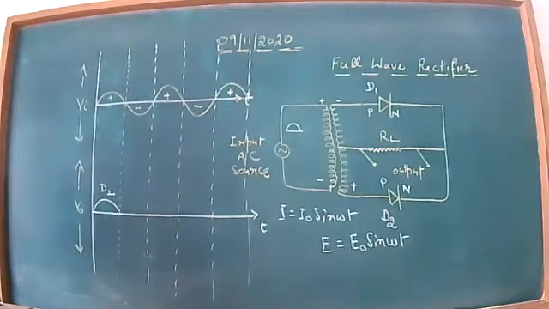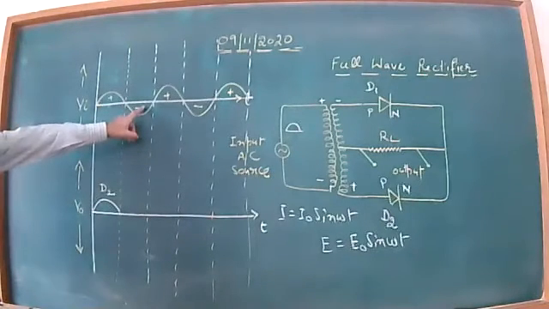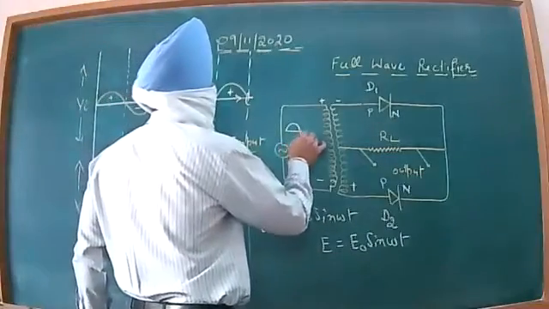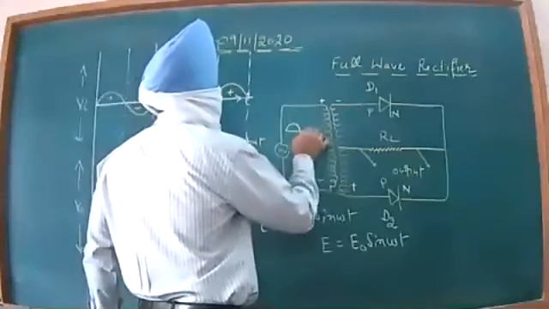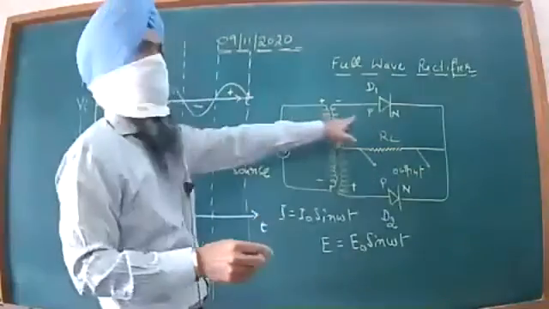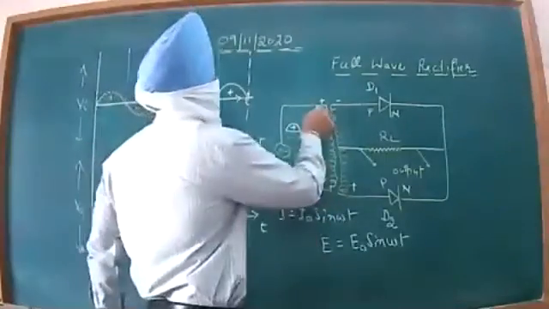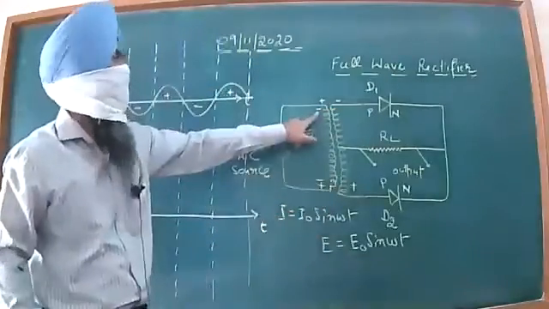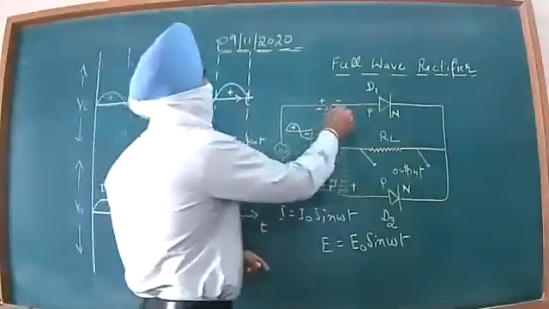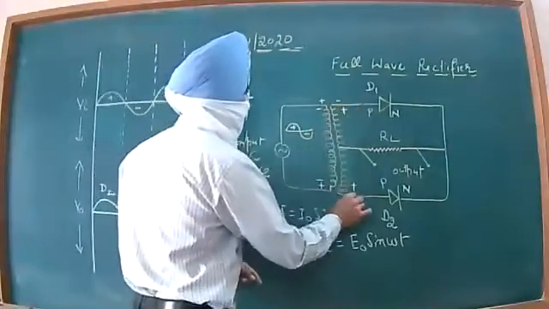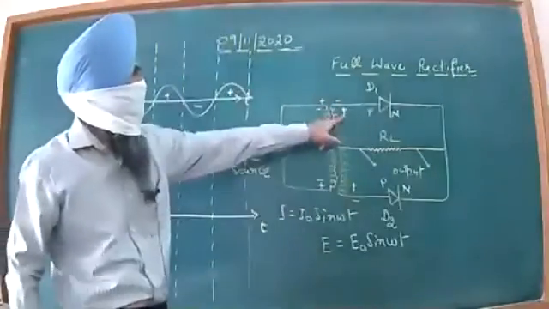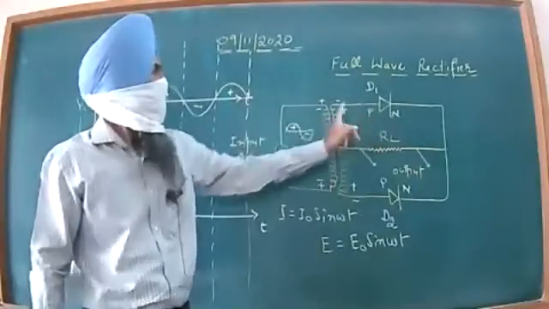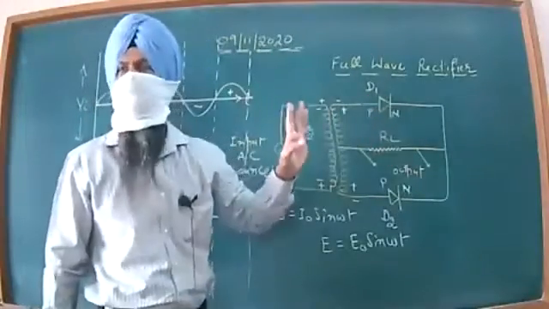Then beta, this negative half, negative spike, when it will be approaching our primary as well as our secondary, it will become negative and it will become beta positive. This negative by induction will lead it to the positive and this to the negative. This positive is connected to the P of the diode D1 and N is definitely at the lower potential.